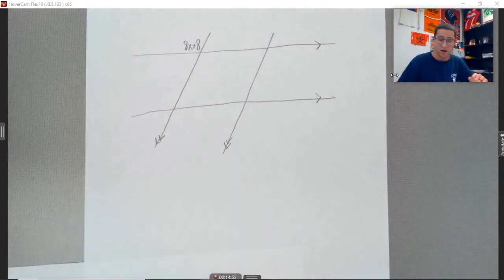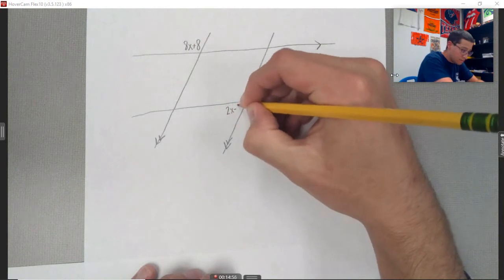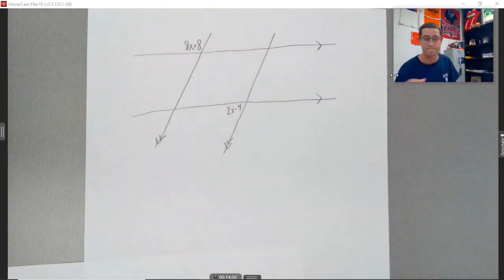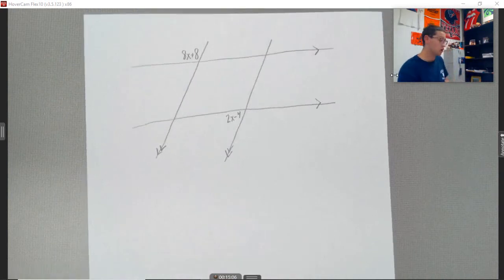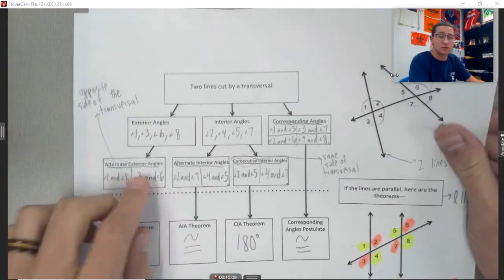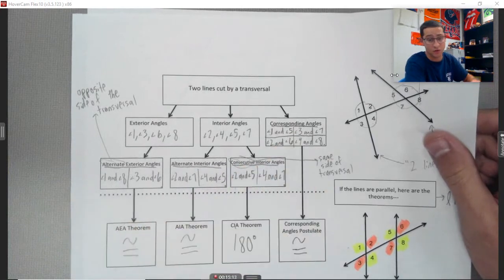All right, that angle up there. And then I said that this angle was 2x minus 4. Okay, so one thing we want to do is identify the pair. That's typically what we want to do first. We do need to know this vocab: alternate exterior angles, alternate interior angles, consecutive interior, and corresponding.